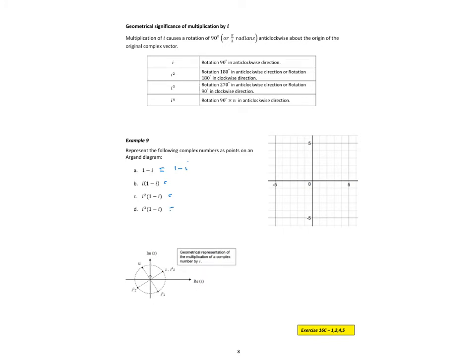If I multiply by i, that's the same as i minus i squared, which is equal to 1 plus i. If I multiply by i squared, that's the same as negative 1, so that's the same as minus 1 plus i. And i cubed is i squared times i, which is like multiplying by minus i. So we get minus i plus i squared, which is minus 1 minus i. Does that look right?